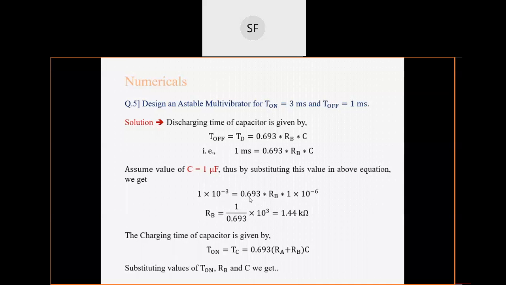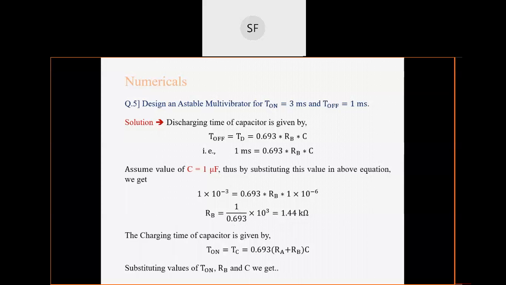RB on this side, so I am taking all the other terms on another side. So this 0.693 will be in the denominator. Similarly 10 to the power minus 6 will also be in the denominator. So when 10 to the power minus 6 goes up, it becomes 10 to the power plus 6. So 10 to the power plus 6 here and 10 to the power minus 3 here, so combined, 6 minus 3 will be 3. This is 10 to the power 3. Then 1 upon 0.693 is nothing but 1.44, and I have written this 10 to the power 3 as kilo ohm.